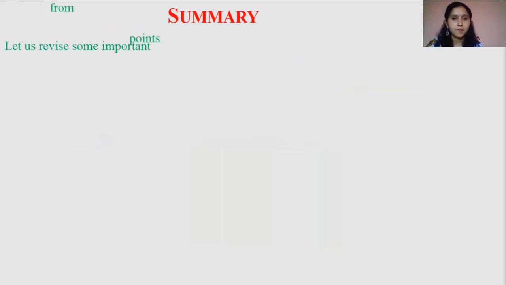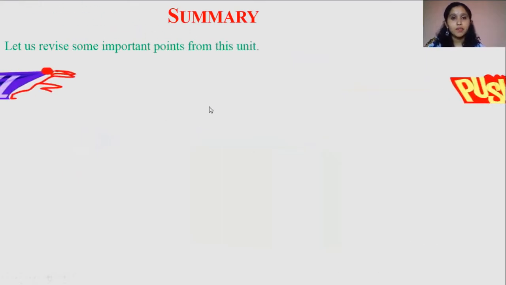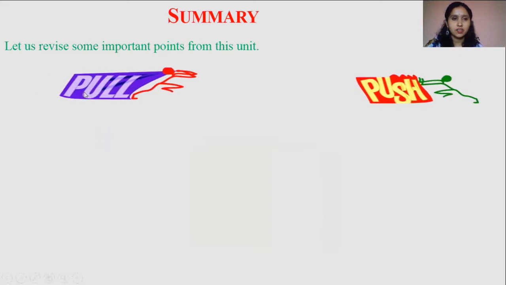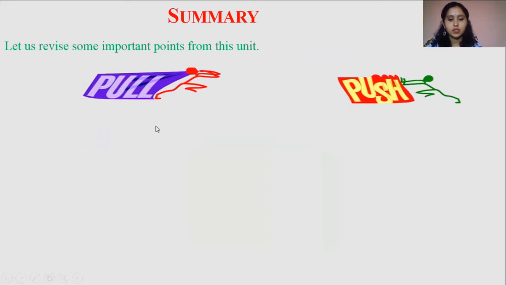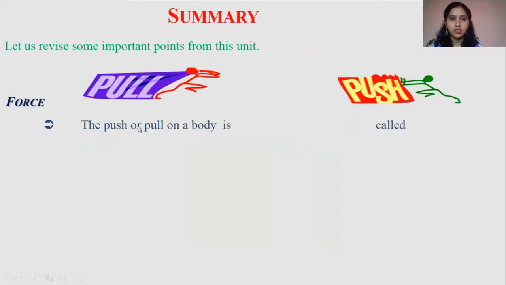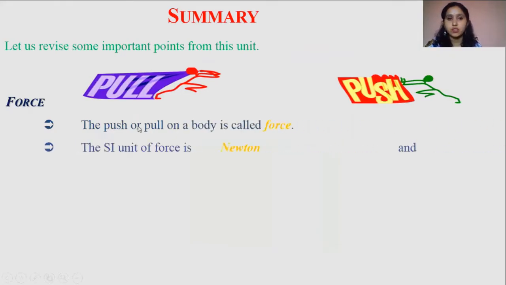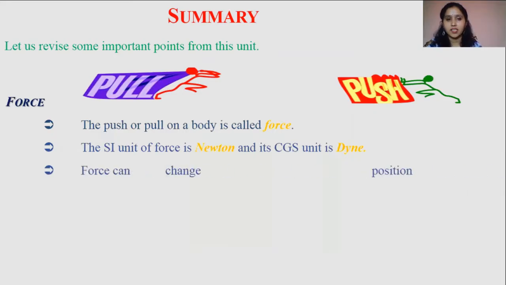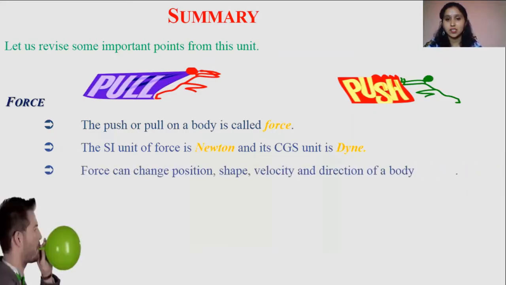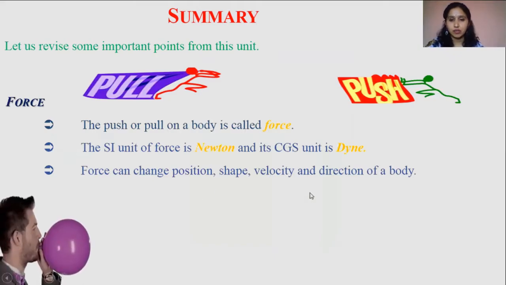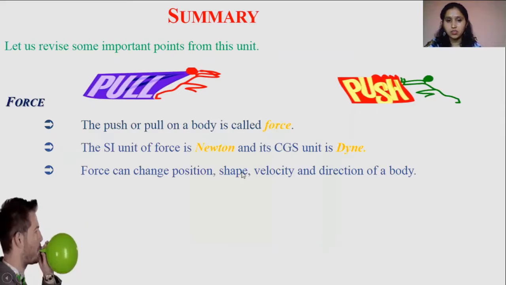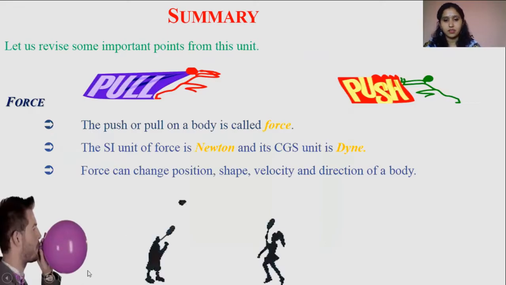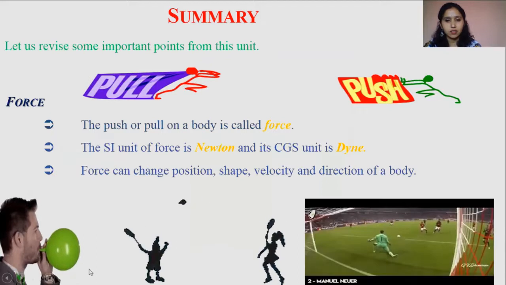Now we'll learn some important points from the beginning to the end of this lesson. Let us revise some important points. We started this chapter with the introduction of force, and simply we can define force as a push or pull on a body. The SI unit of force is Newton and its CGS unit is Dyne. Force can also change the position, shape, velocity and direction of a body. These are the effects of force which we have already studied. There are figures also given showing how force can change the shape of a body or the direction of a moving body.